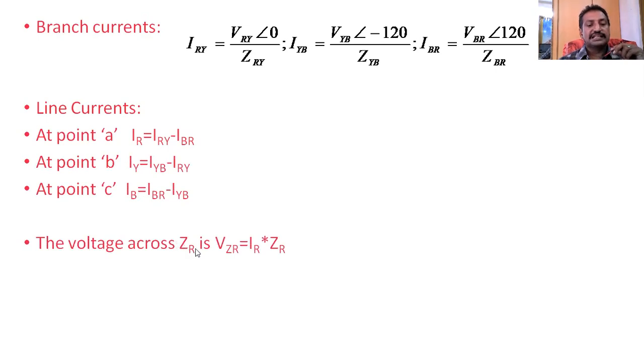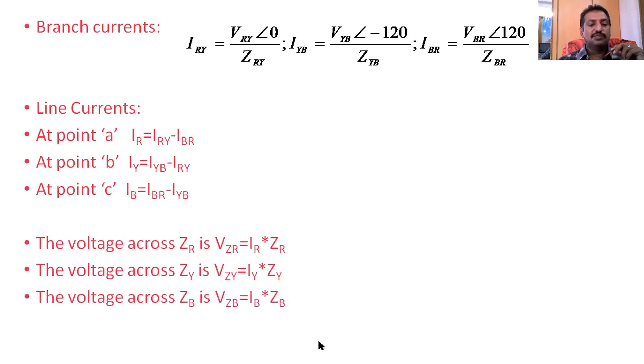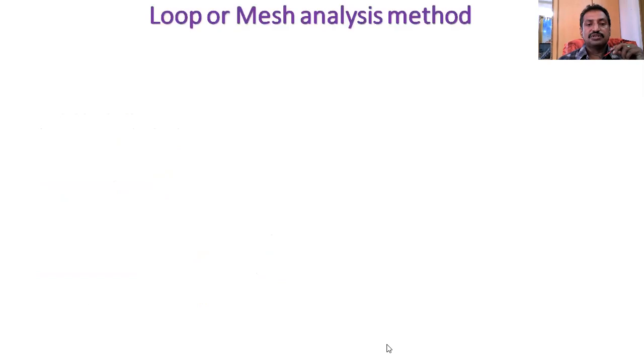So therefore, the voltage across ZR, VZR, is equal to IR into ZR. You substitute the magnitude of IR; IR into ZR is nothing but the voltage across ZR. Similarly, the voltage across ZY is IY multiplied by ZY. Similarly, the voltage across ZB, VZB, is equal to IB into ZB. So this is about star to delta conversion.